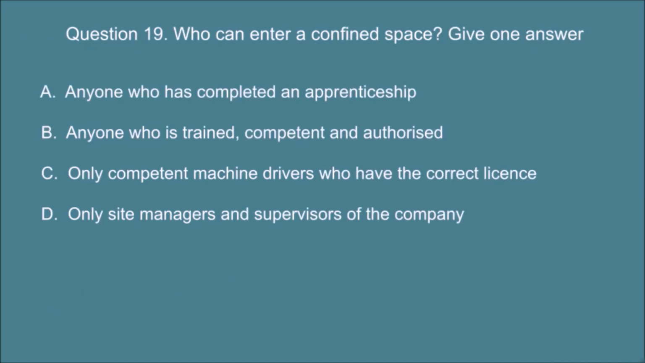Question 19. Who can enter a confined space? Give one answer. A. Anyone who has completed an apprenticeship. B. Anyone who is trained, competent and authorized. C. Only competent machine drivers who have the correct license. D. Only site managers and supervisors of the company.